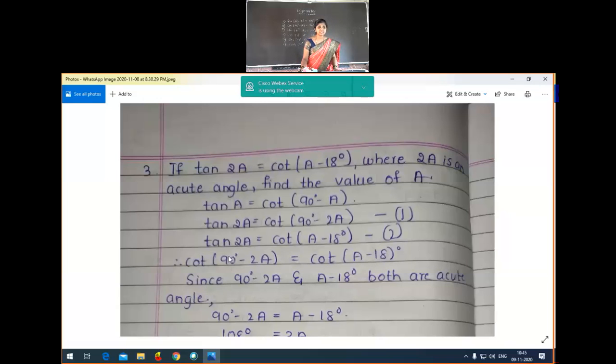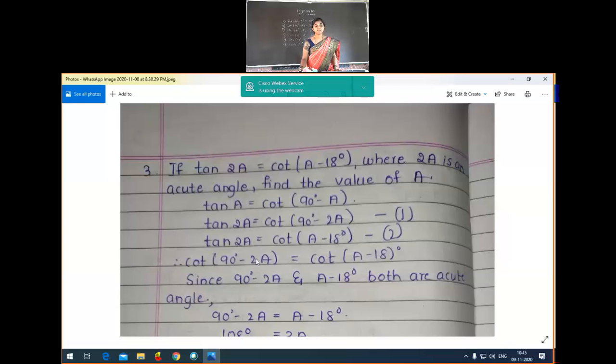We all know this one: 90 minus 2a and a minus 18 degree, both are acute angles. Since they are acute angles, here the LHS part matches with the RHS part. Anyhow, already LHS is equal to RHS. That's why we can cancel this cot relationship. Cot function we can strike out. If we strike out the cot function, we can say that 90 degree minus 2a is equal to a minus 18 degree. So here cot gets cancelled.